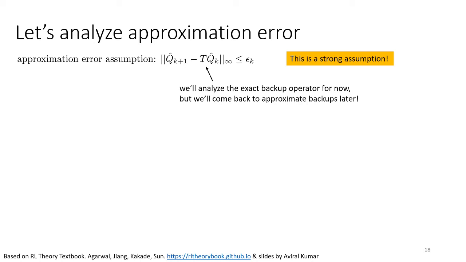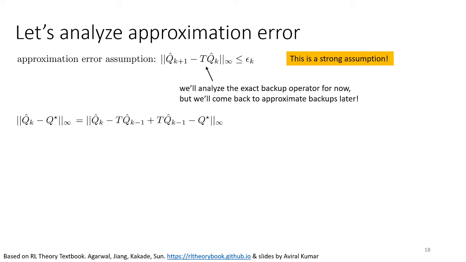So this is a strong assumption, but it will make this very convenient. Okay, so now what we're going to try to understand is the difference between q hat k at some iteration k and the real q star, again in the infinity norm. So here's how we're going to do it.